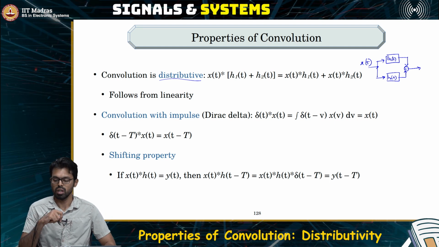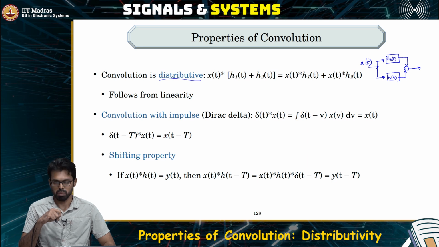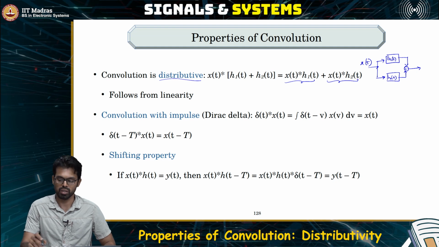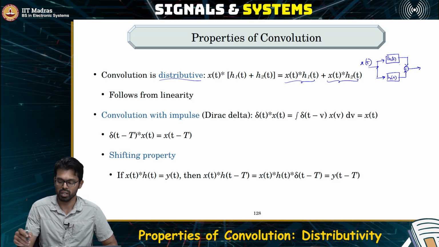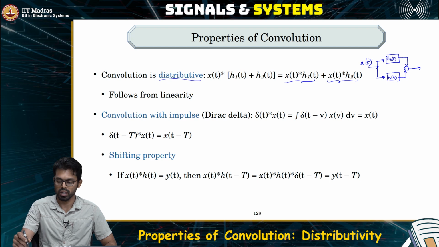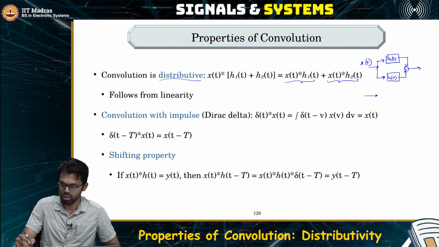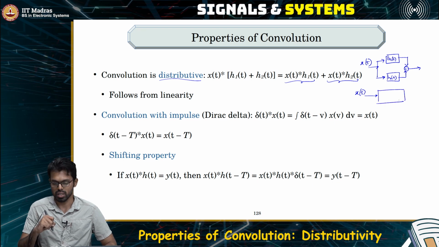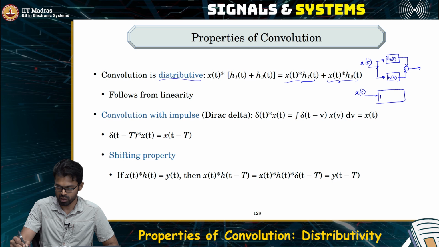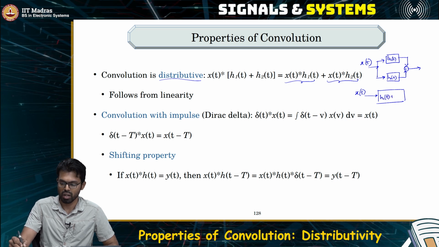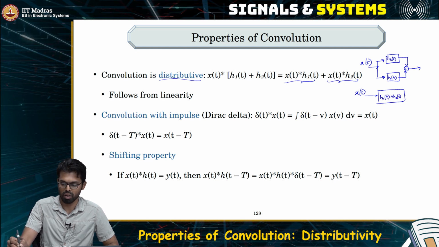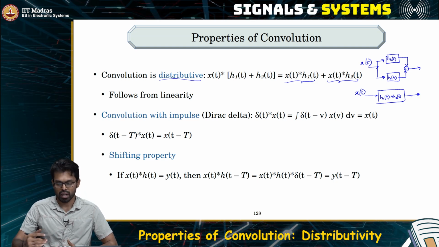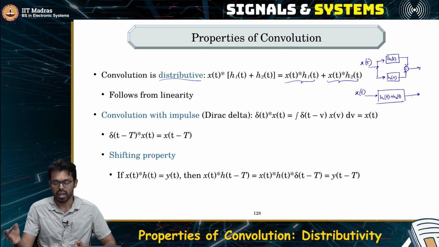If this is your system, essentially it's modeling this scenario, right? X of t is fed to two different systems and then you are adding them together. You can replace this entire setup with just one system such that the impulse responses of the individual LTI systems are added together. So when you have parallel connections, you can add them together.